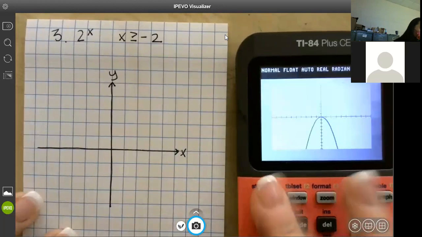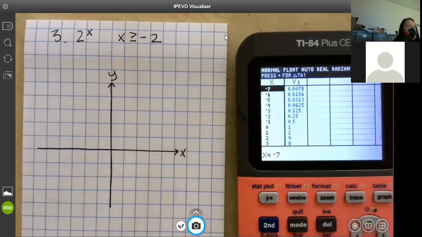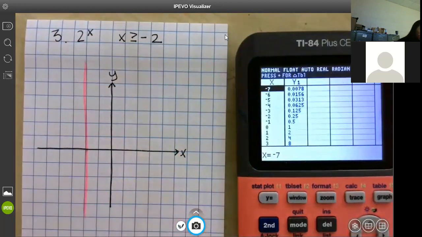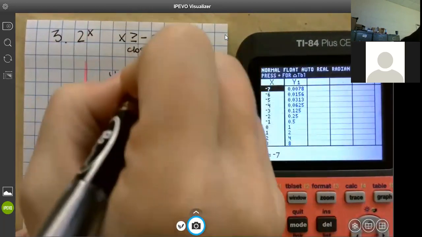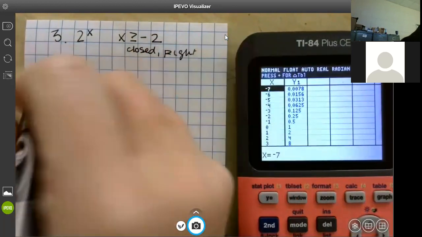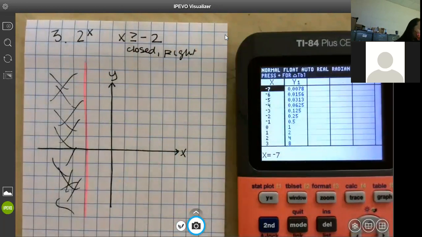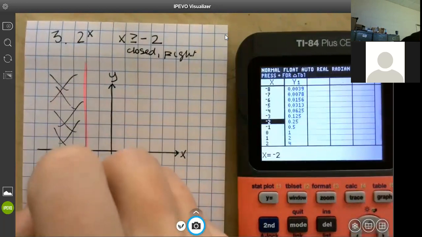All right. So we're going to change it to the x. I'm going to go to my table. My boundary is at -2. It says my boundary is closed. And we graph to the right. So nothing over here. All right. My boundary is at -2. So -2 is 0.25 or 1/4. -2, 1/4, and it's closed.